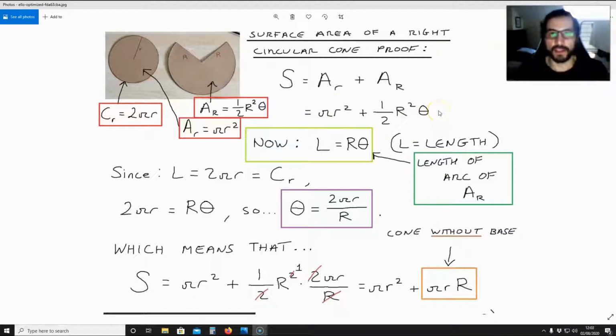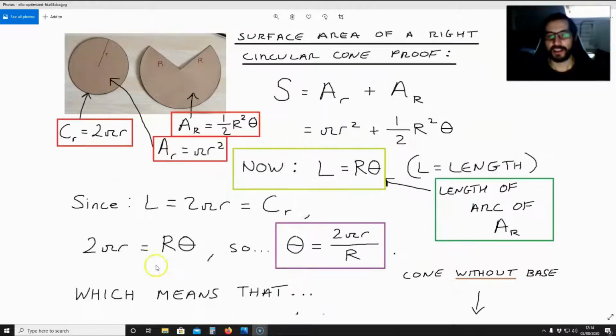And what we're going to do in this video is simplify this equation so that we get something more beautiful. Okay, so how can this equation over here be simplified? Well, it can be simplified by acknowledging that the top of this cone, the length of its arc, is going to have the equation big R times theta.